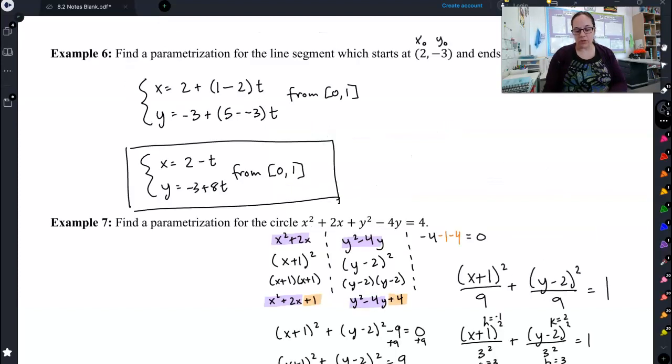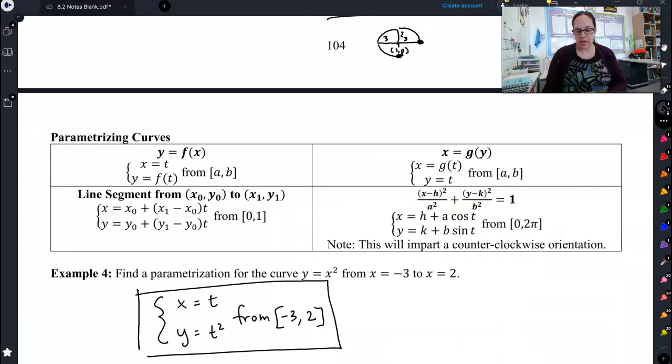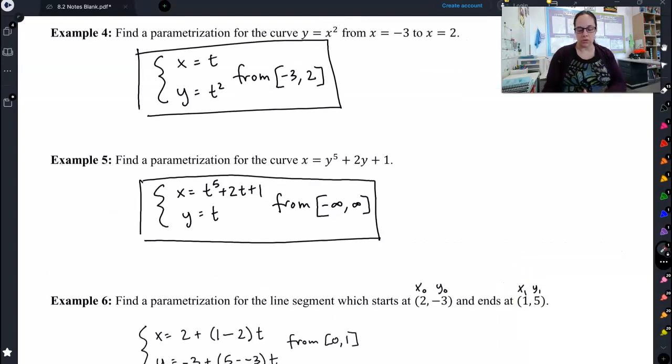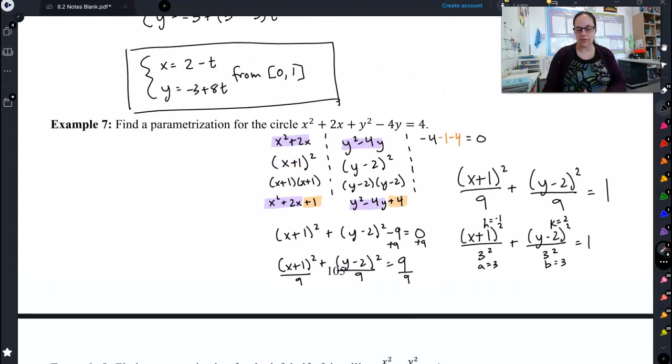And now you can just take those numbers and plug them in to these equations here that you're working on memorizing. So x equals h plus a cosine of t, y equals k plus b sine of t. It's always from 0 to 2 pi. Also note, this is specifically a counterclockwise orientation because that's positive angles on the unit circle. We always do counterclockwise as positive.